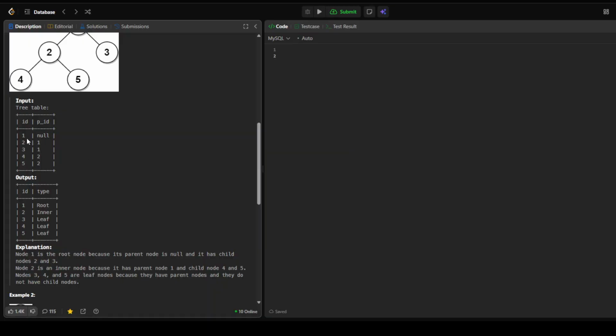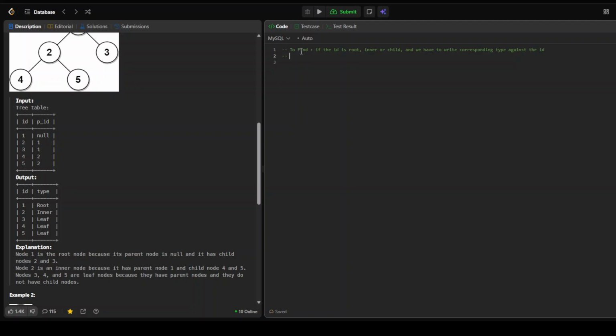Now, how we go about this is, let's just find what we have to find. To find is whether the ID is root, inner, or leaf, and we have to write the corresponding type against the ID.